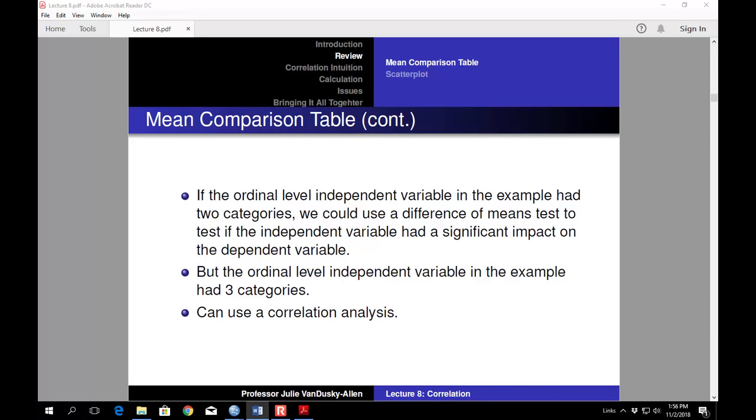As we learned in the last lecture, if the ordinal level independent variable in the example that we just had two categories, we could have used a difference of means test to test if the independent variable had a significant impact on the dependent variable. But the ordinal level variable in the example has three categories, so we cannot use a difference of means test. We could use a correlation analysis to analyze the relationship between the variables. However, before I discuss how we could do that, I want to review scatter plots too.